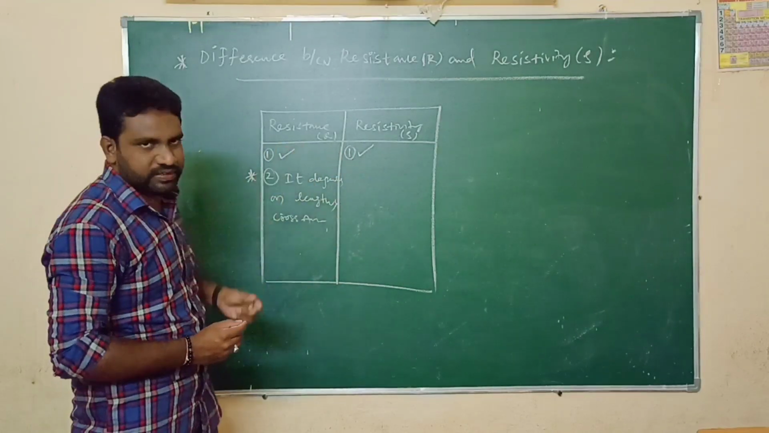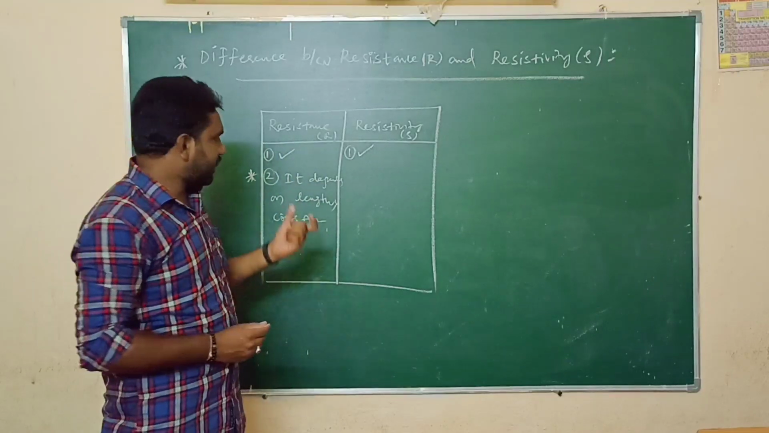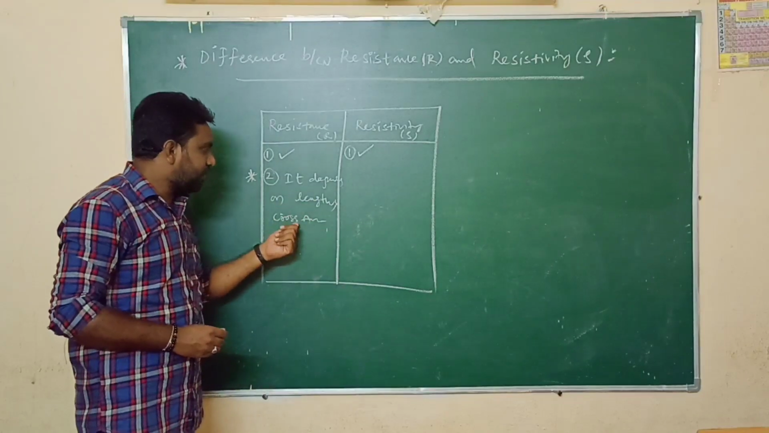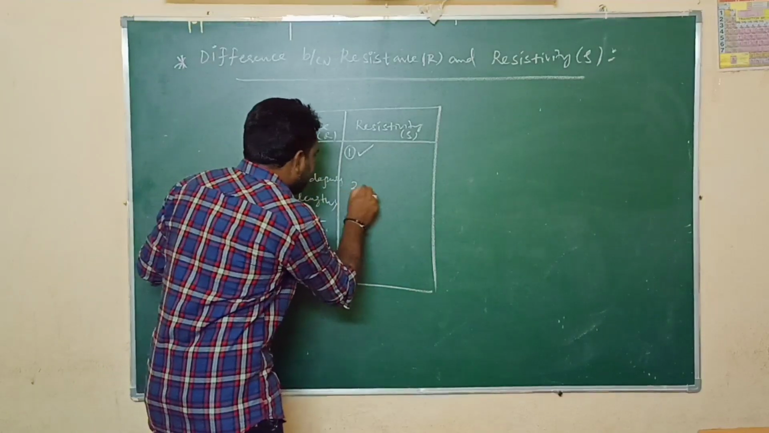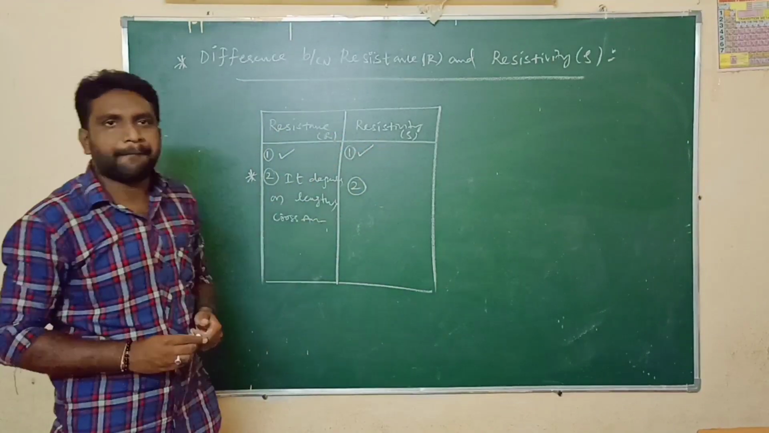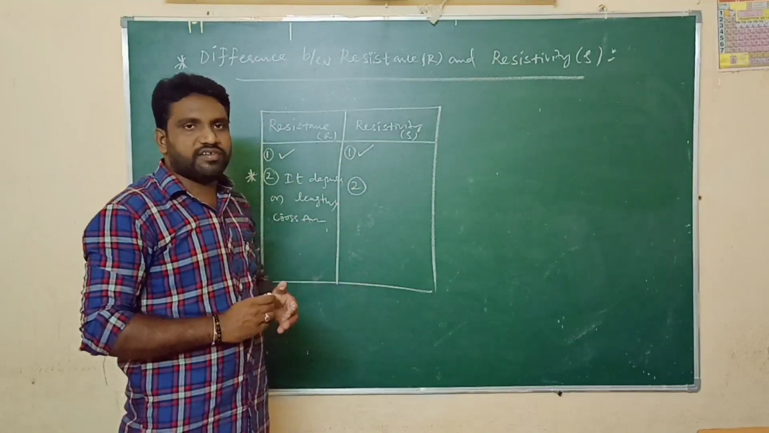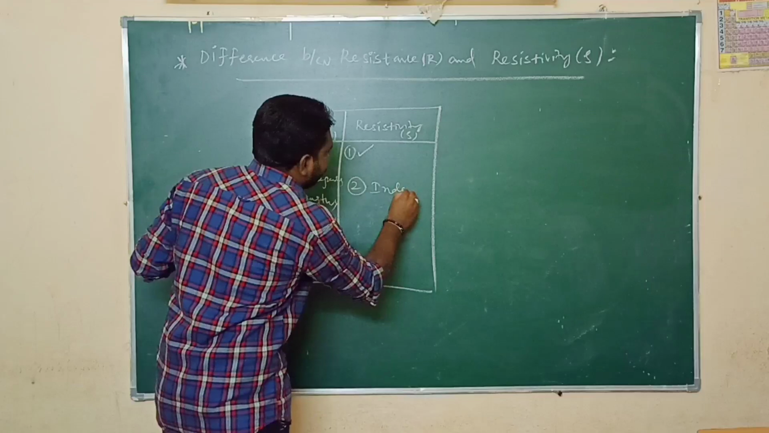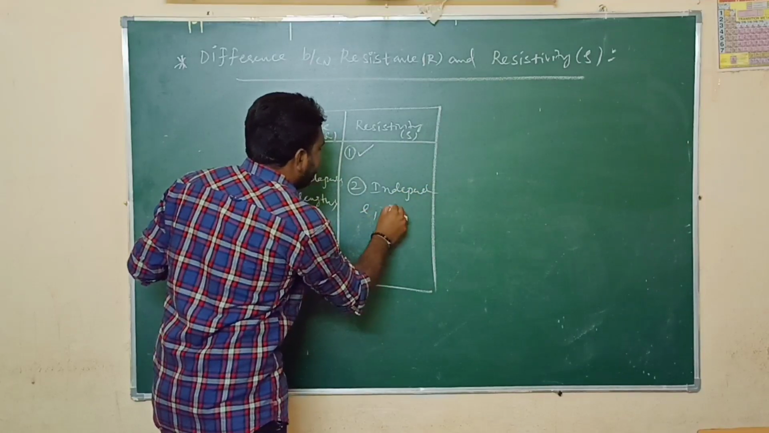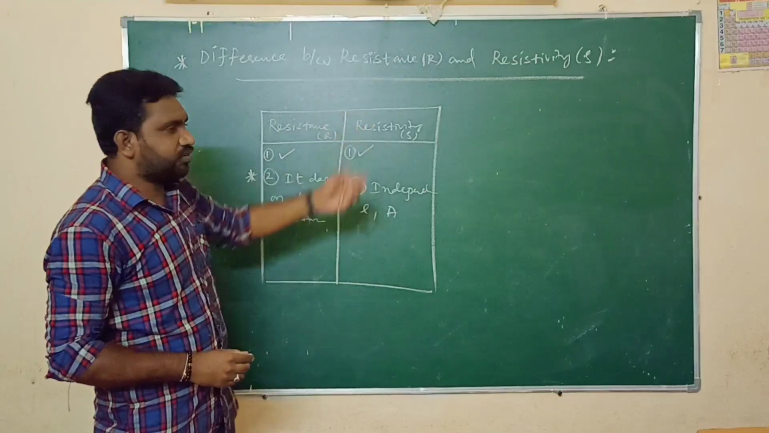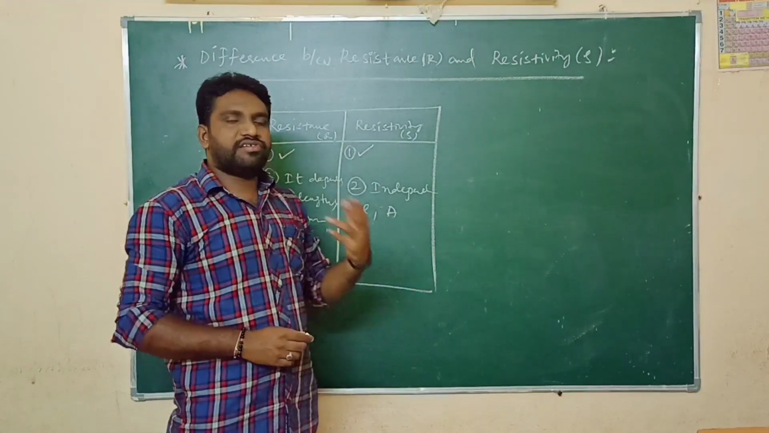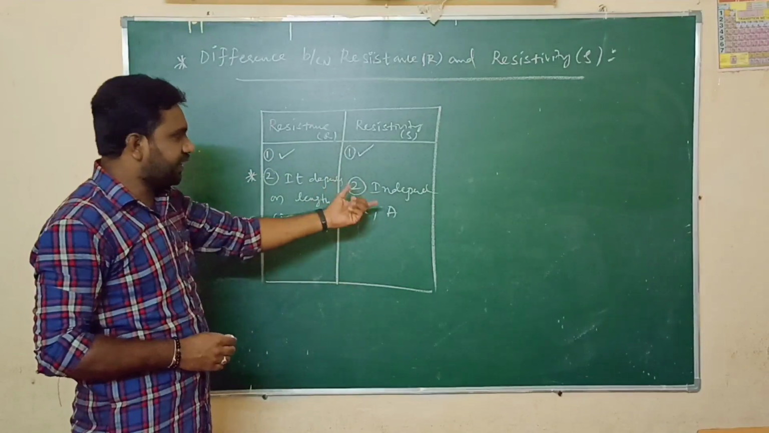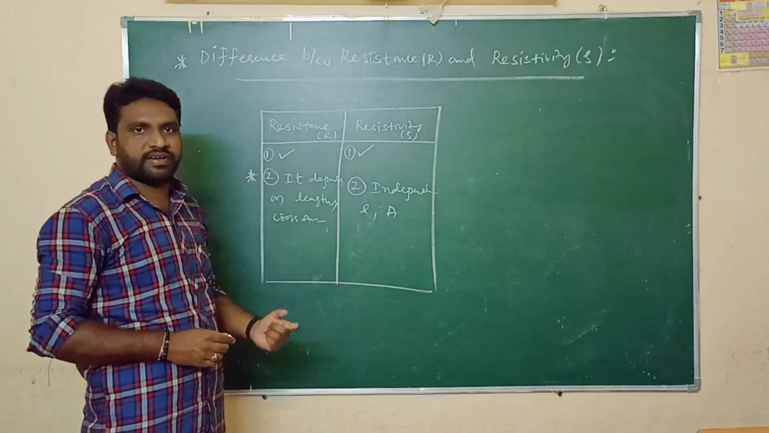Already we discussed the factors of resistance. Resistance is directly proportional to length and inversely proportional to cross sectional area. So from that we can say that the resistance of a conductor depends on length and cross sectional area. But in case of resistivity or specific resistance, it is independent of length and cross sectional area. Why? Because resistivity is defined as the resistance of a conductor of unit length and unit cross sectional area, so we don't need to consider the length and area. That's why it is independent of length and cross sectional area of the conductor.